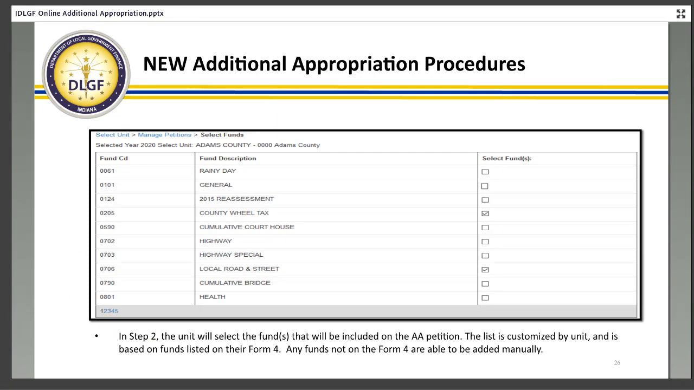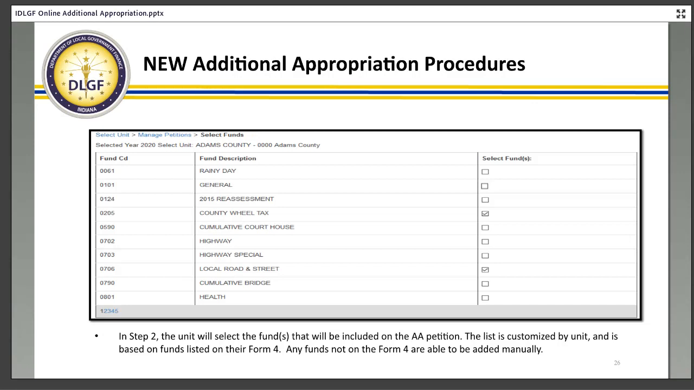Okay. Step 2 of the application requires the unit to report to the department which funds they are seeking an additional appropriation for. So this is similar to the information that was included on the public hearing notice. This is where in the application you're going to select the fund or funds you are interested in entering data for. Now, the list that each unit will see when they get to this screen is customized to the unit itself, and so we are going to take information from your Form 4 and stage it onto a screen similar to the one that we're looking at.